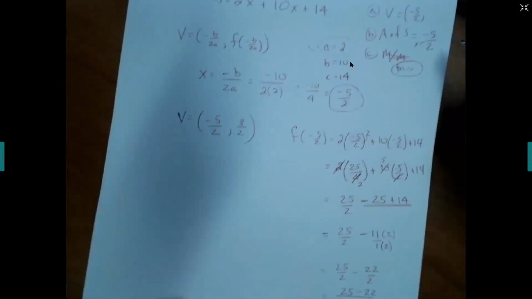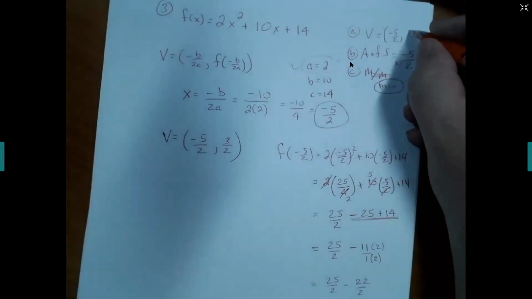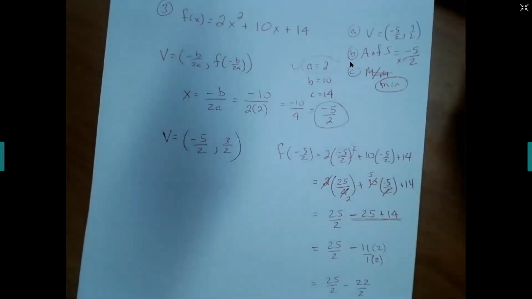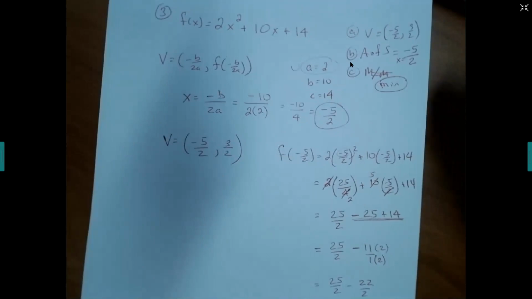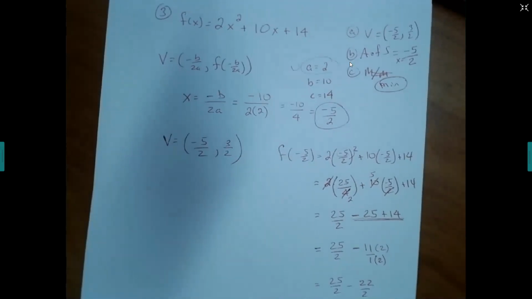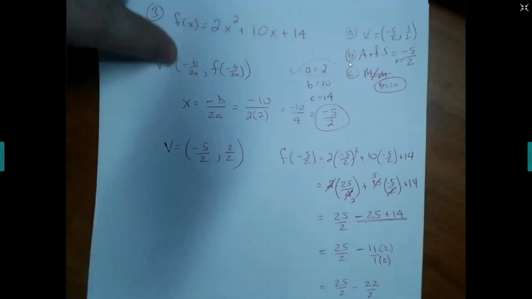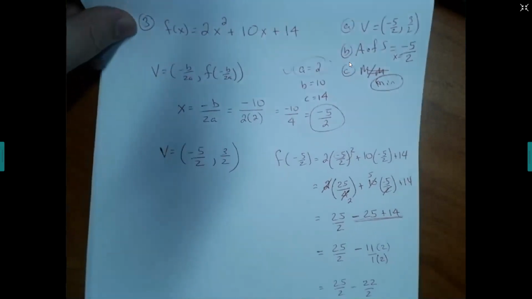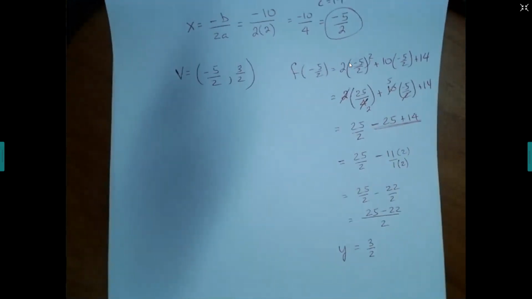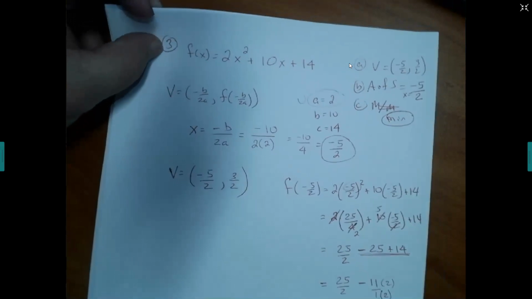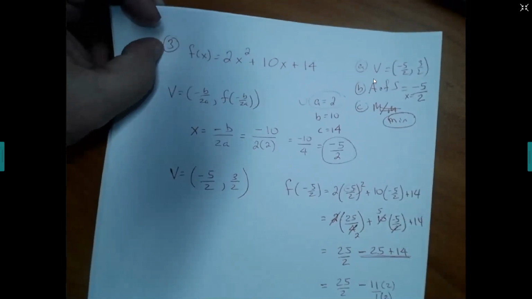So we have the vertex, axis of symmetry, and the minimum, since it opens up. You see how interconnected all this stuff really is? The vertex leads to the axis of symmetry, and the vertex tells us the maximum or minimum.